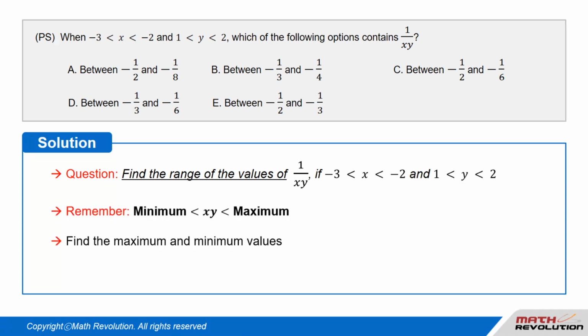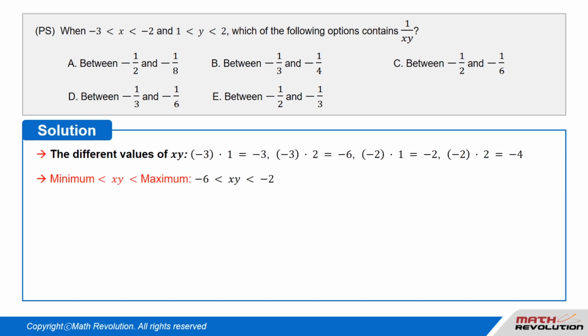We have learned that x times y lies between the maximum and minimum values, so let us find the maximum and minimum in each case. The range of values of x is -3 is smaller than x, which is smaller than -2. And the range of values of y is 1 is smaller than y, which is smaller than 2.